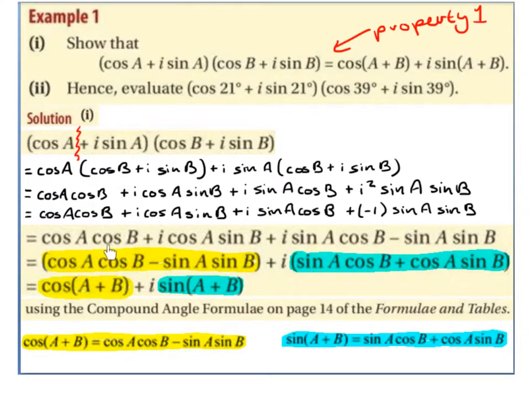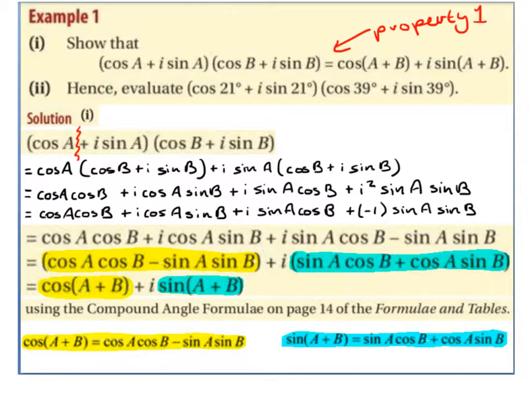So now cos A cos B minus sine A sine B becomes cos A plus B. And that's because of our compound angle formula on page 14, which states that cos A plus B is equal to cos A cos B minus sine A sine B. And likewise, sine A cos B plus cos A sine B becomes sine A plus B, because again, our compound angle formula from page 14 tells us that sine A plus B is equal to sine A cos B plus cos A sine B. And we just have our i stuck onto the front.